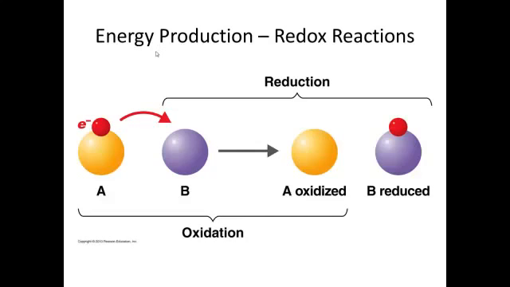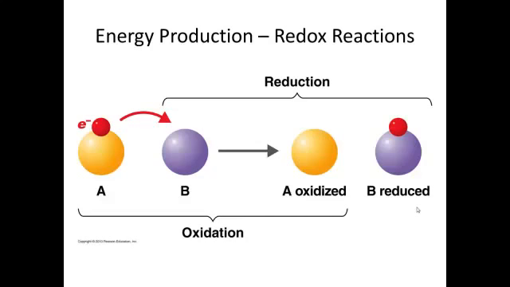So here's a good way to remember the difference between oxidation and reduction. My favorite is LEO goes GER. Lose an electron, it's oxidation. Okay, so A has lost an electron, so it's oxidized. GER, gain an electron, you're reduced. So B has been reduced. Now a lot of students prefer OIL RIG. Oxidation is losing an electron, reduction is gaining an electron.